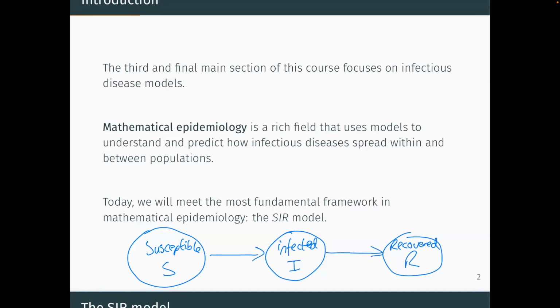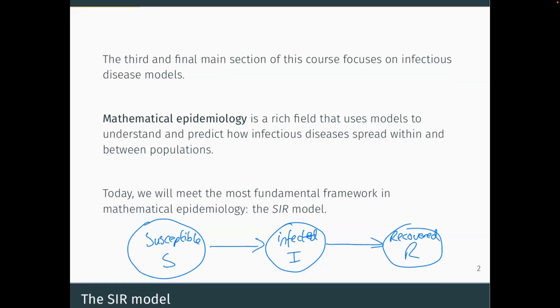You can think of these as being different buckets. Individuals in the population are put into one of these buckets depending on their disease status. They start off as being healthy and susceptible. They can then get infected. They can then recover and become, in this case, immune. So moving from the S to the I class, we have infection. And from I to the R class, we have recovery.